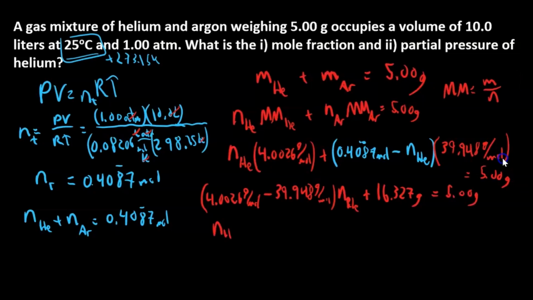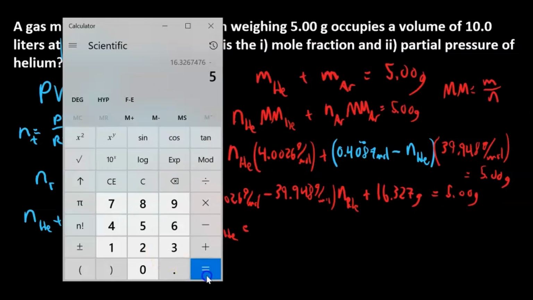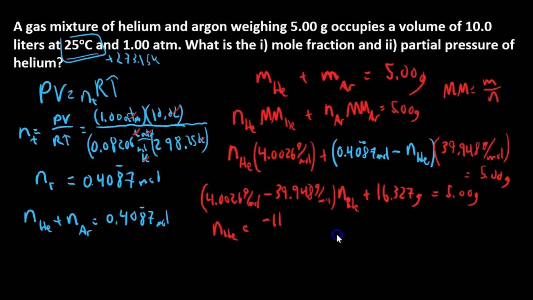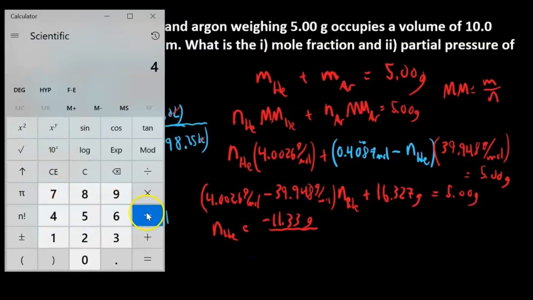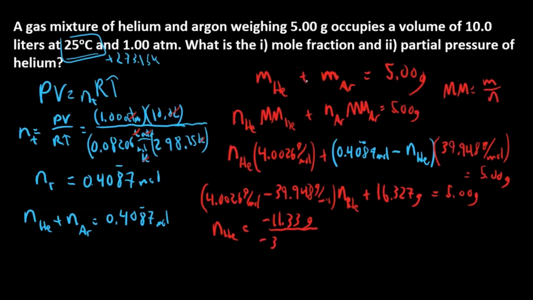So for moles of helium, you're going to do 5 minus this 16 here. But this will be negative because moving this 16 over to the other side makes it negative. So it would be negative 11.33 grams divided by whatever this is here: 4.0026 minus 39.948. So that's negative 35.945, and this is in grams over moles.